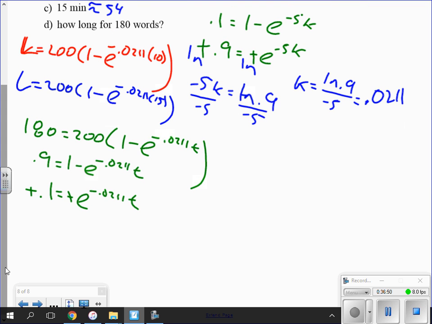Take the natural log of both sides. Natural log of 0.1 equals negative 0.0211 t. So t equals the natural log of 0.1 divided by negative 0.0211. And you get approximately, I got 109 minutes.